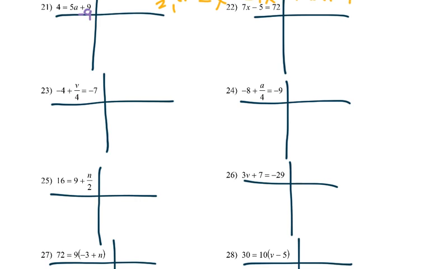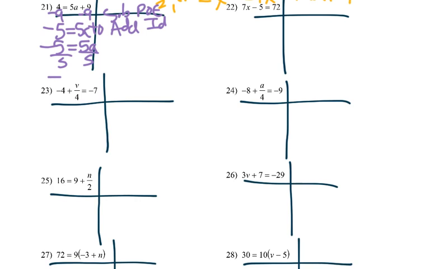So I start off by subtracting 9. So 5 minus 9 would give me negative 5 equals 5a plus 0. So we use the subtraction property of equality. Then we use the additive identity to drop the 0. So negative 5 equals 5a. Divide by 5. We get negative 1 equals 1a. So we use division property of equality. And then we use that multiplicative identity to get negative 1 just equals a.